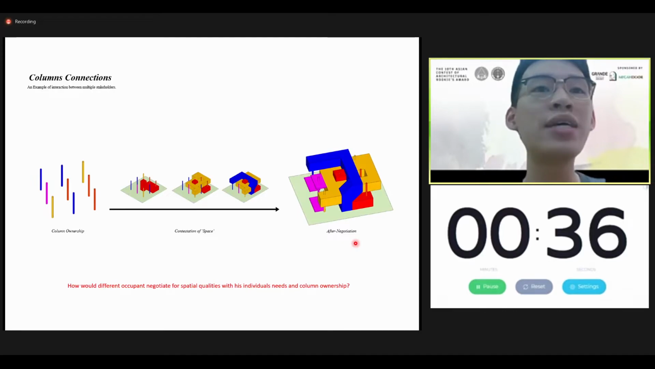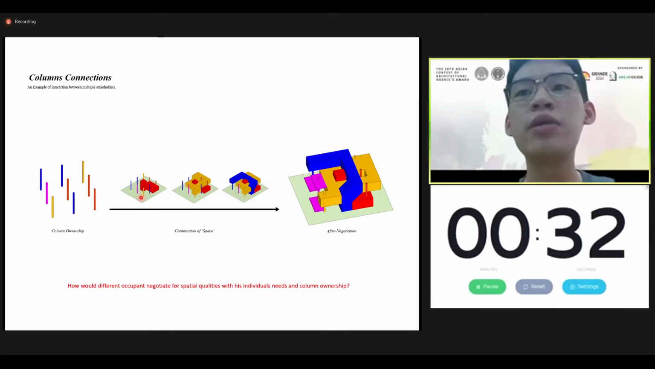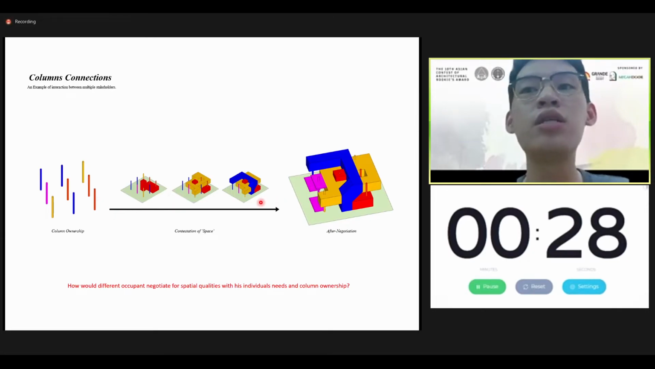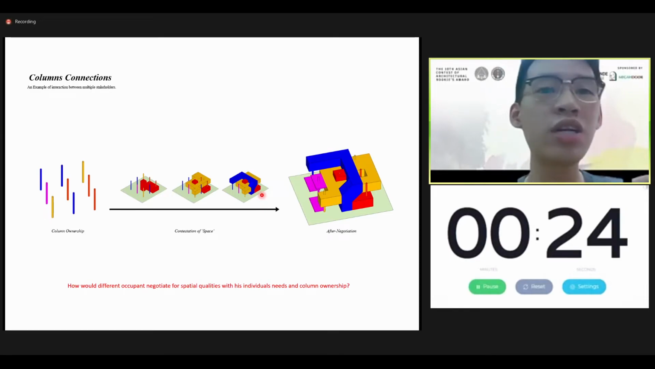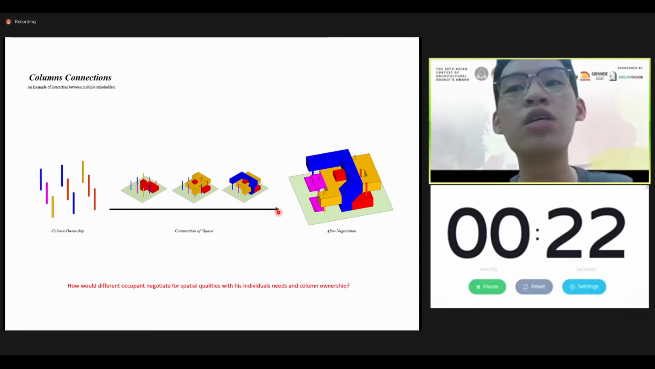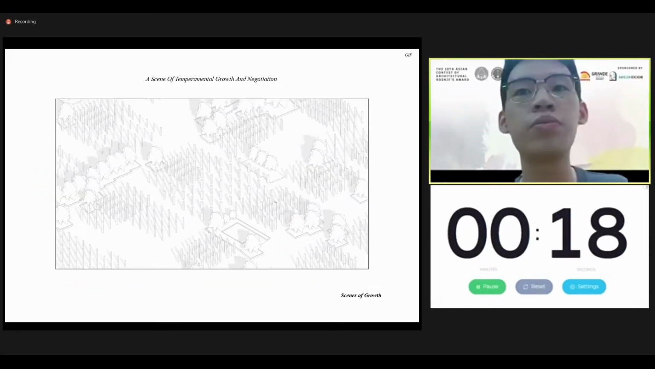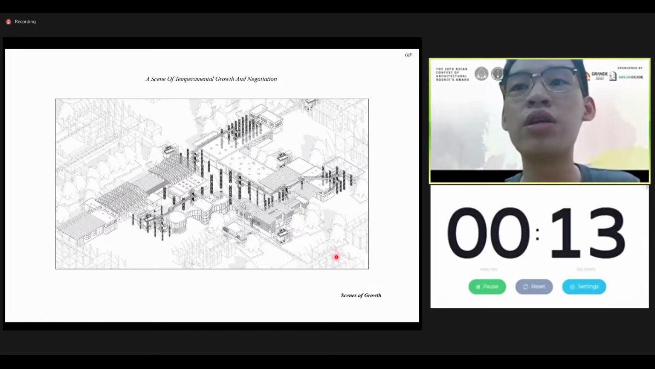In a bite-sized scenario, where different columns are owned by different tenants, the space palimpsests onto one another across time, resulting in acts of entanglement, disruptions, and different skewing of actions. The question here lies in how different occupants would negotiate for spatial qualities with their own needs and their own column ownership.